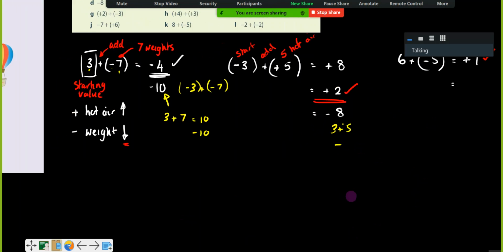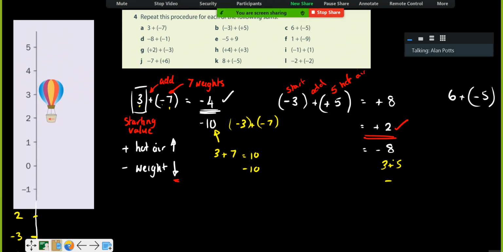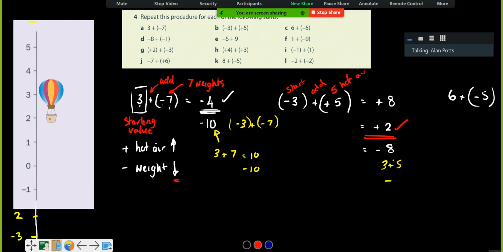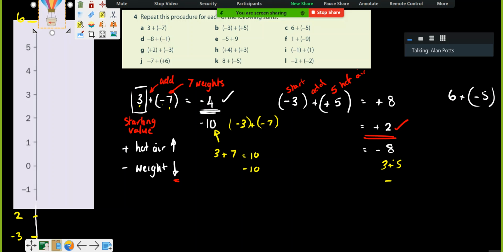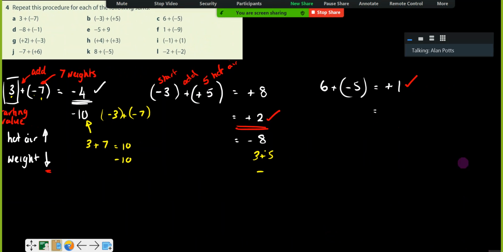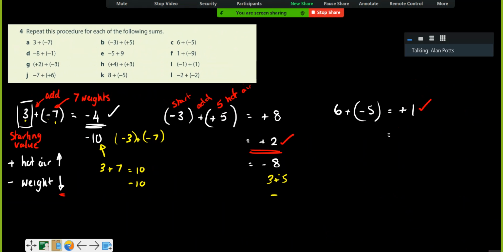Yeah. So if you think about a hot air balloon again, we're starting at 6. Starting at 6 up here. The hot air balloon starts up at 6, and then we do what? We add 5 weights, which is going to send me down 5, which is 1, 2, 3, 4, 5. Okay. So we're happy that this is the correct answer, yeah?